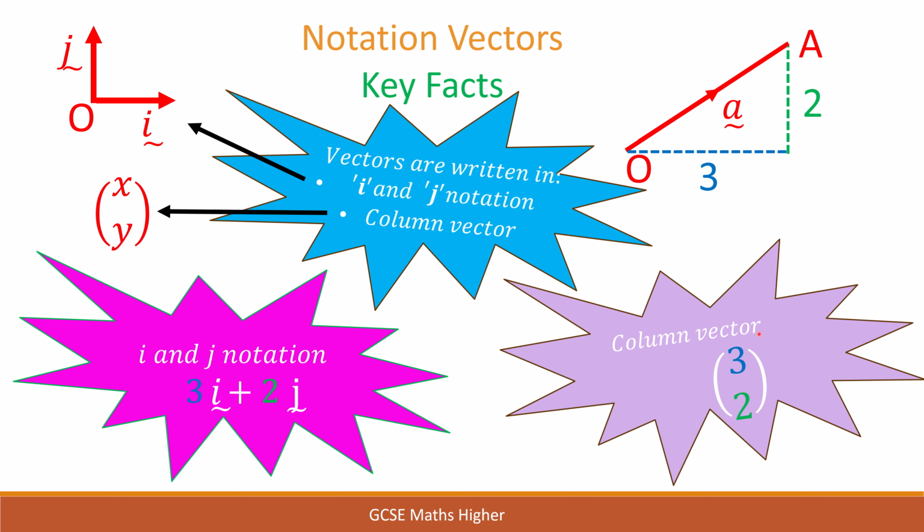Then if I write it in column vector notation, we just have the 3 at the top because that's the x value and the 2 underneath because that's the y value.